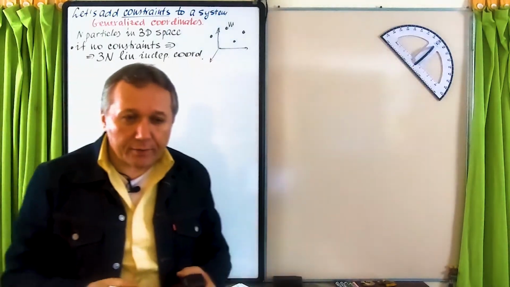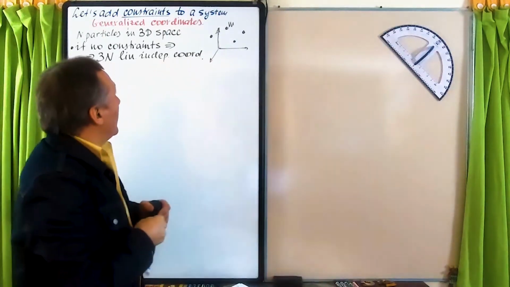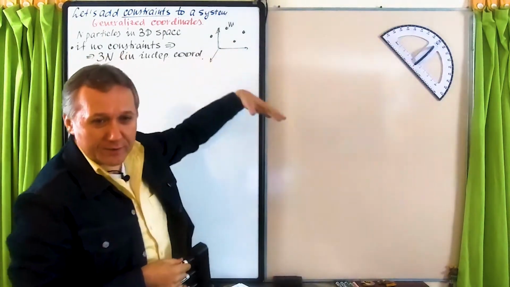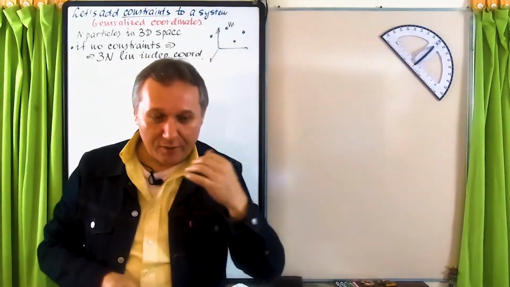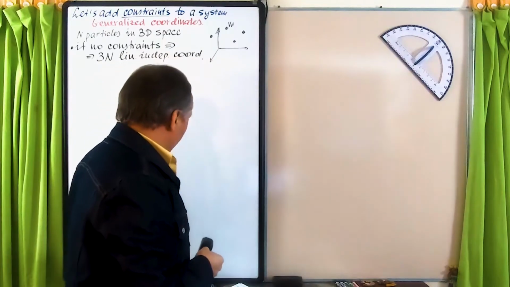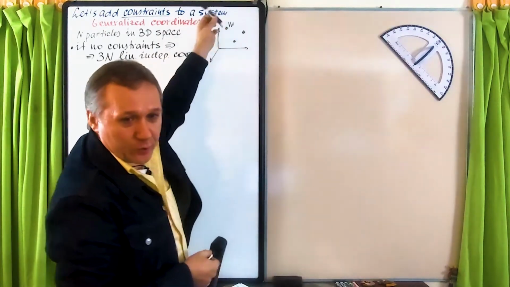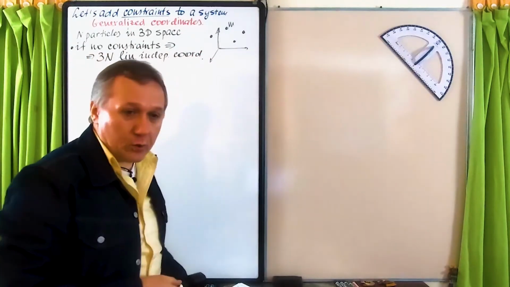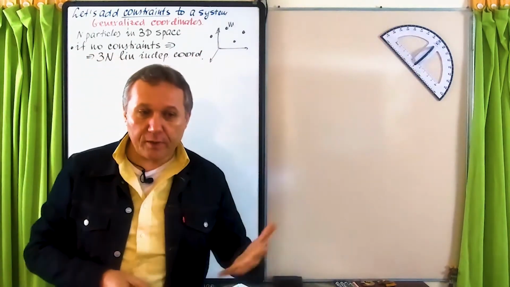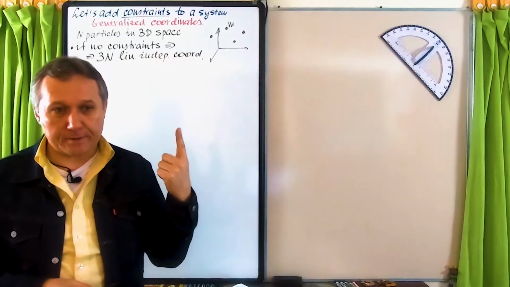But what if we have constraints? For example, maybe one particle is suspended and oscillating. Or maybe there is a rod connecting, for example, these two particles? Or maybe there is a surface which restricts the motion of the system. So what if we have one constraint?